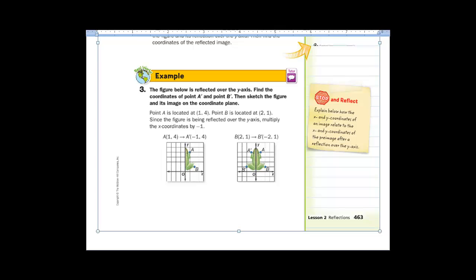So what I want you to do is find the coordinates of point A prime and point B prime. So if it's reflected over the y, then that means the x has changed. So if it was +1 here, it's going to be -1 here. B prime, if x is 2, since you're flipping over the y, the x changes from 2 to -2. That's what we got. We just flipped the sign.